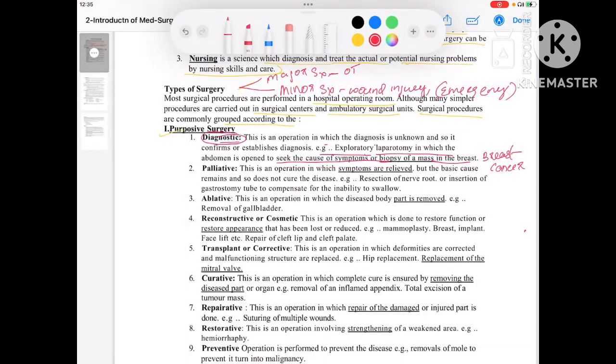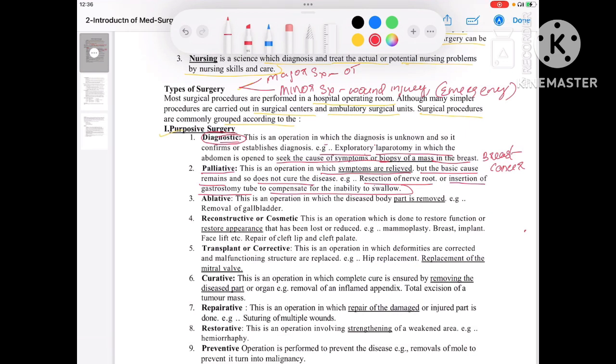And the next one is palliative. This is an operation in which the symptoms are relieved, but the basic cause remains, so it does not cure the disease. Example, resection of the nerve root, or insertion of a gastrostomy tube to compensate for the inability to swallow. The symptoms are relieved, but the exact cause is not addressed.